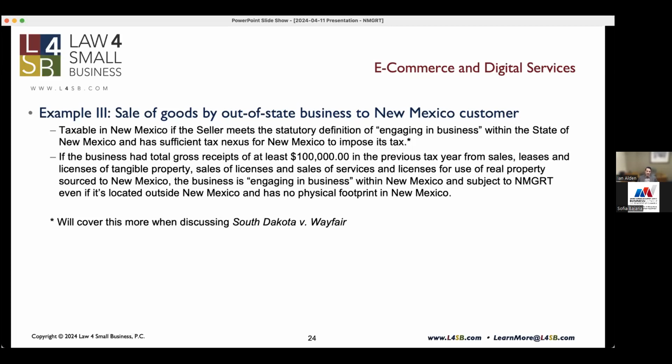So in the year 2024, the reach of the state is not as limited as it used to be. And this is something that is very commonly misunderstood. This state and other states can reach businesses located outside their state borders now.